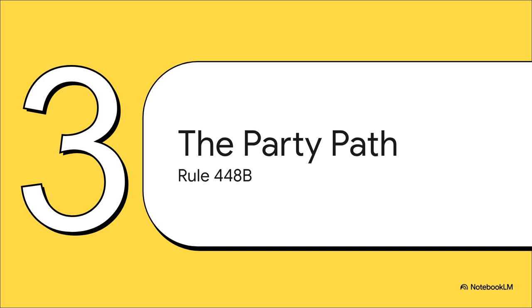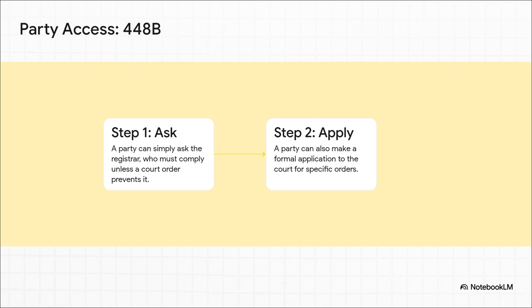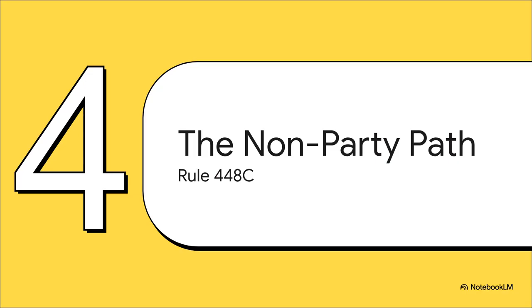This is all covered by Rule 448B. So, for parties, Rule 448B gives them two options. Option 1 under Subrule 1 is super simple, just ask the registrar. And Subrule 2 is really strong here. It says the registrar must let you see it unless there's some specific court order in the way. Option 2 under Subrule 3 is the more formal route. You can apply directly to the court, and then under Subrule 4, the court has the power to make whatever order it thinks is right. Simple, right?